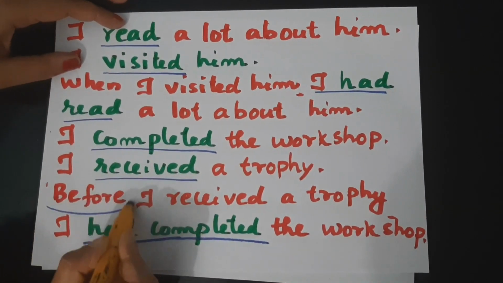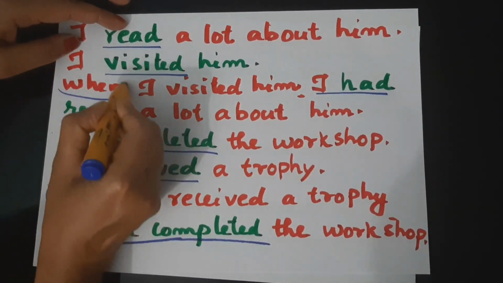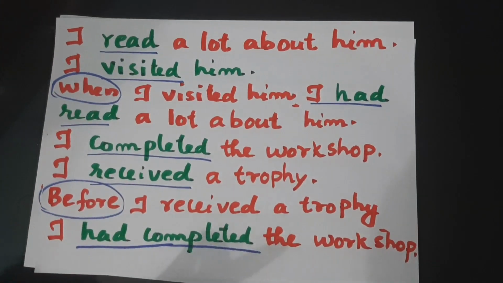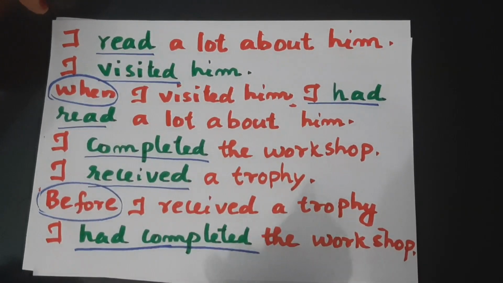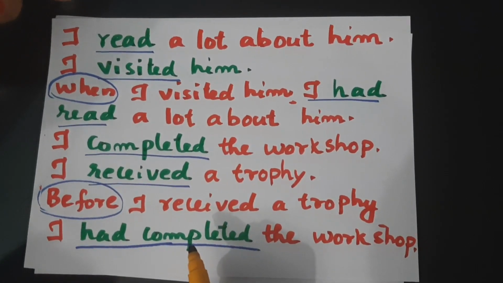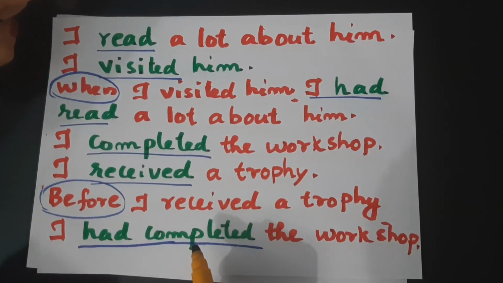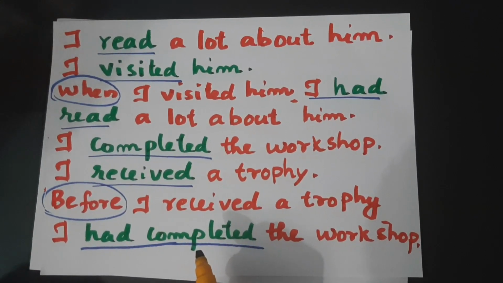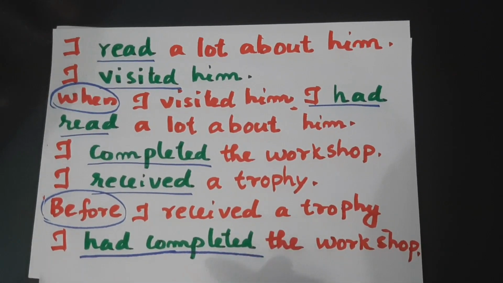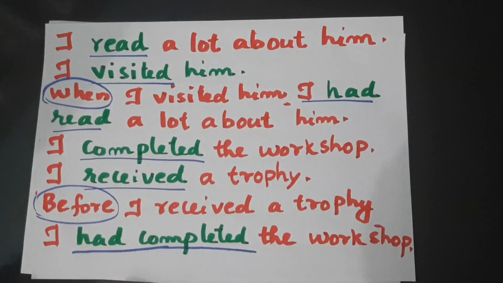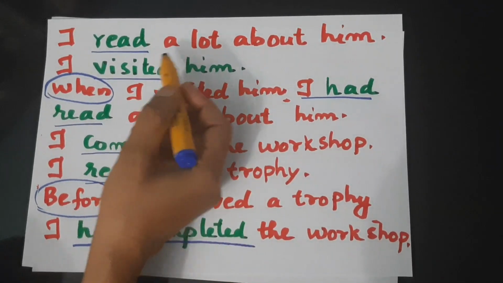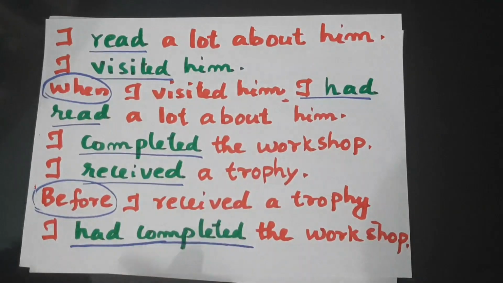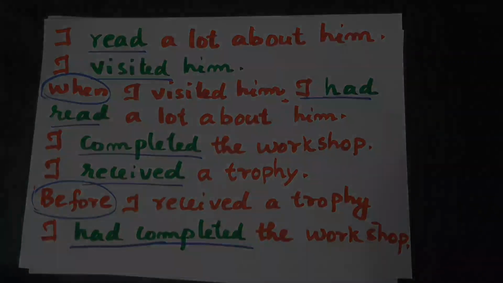See, before and when act as signal words, key terms to refer to past perfect tense. It means when we refer to two actions, one action has completed before the other. So that's why we used past perfect here. So now you understood how simple past tense can be converted to past perfect tense.